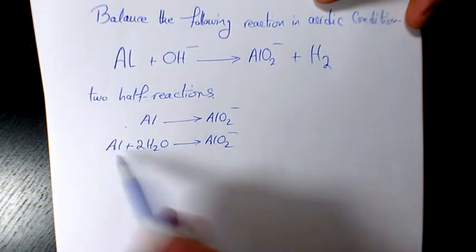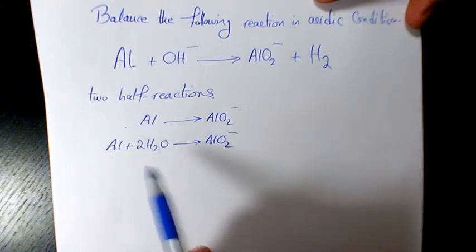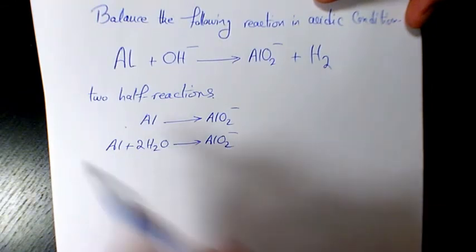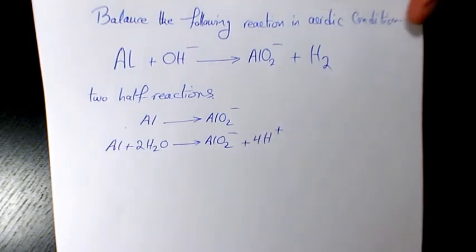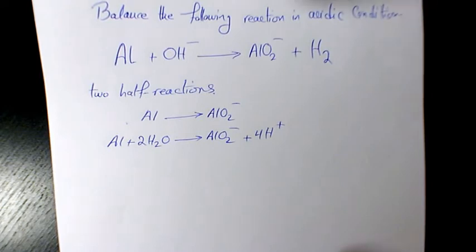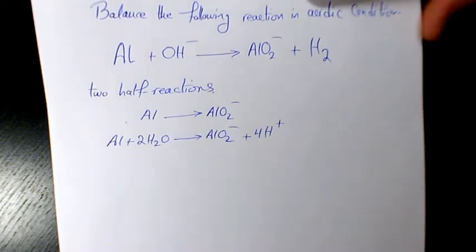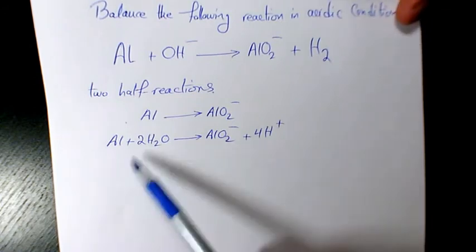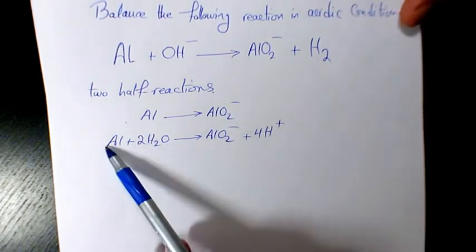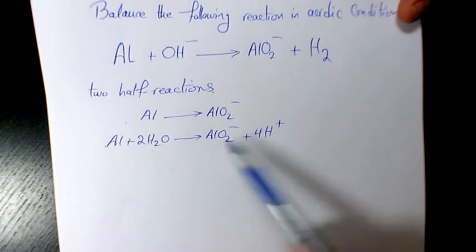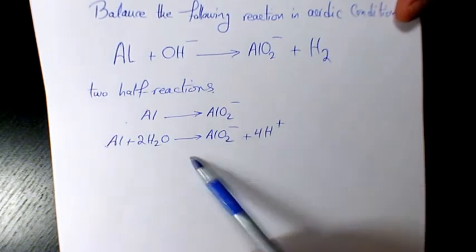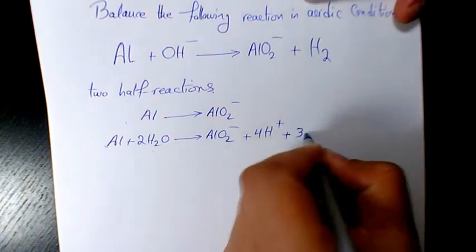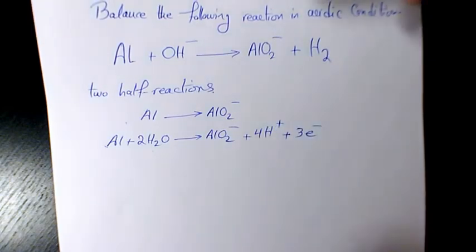So now aluminum and oxygens are balanced. We need to balance the hydrogen as well. 2 times 2, 4. So we need to have 4 protons on the product side as well. So now the atoms are balanced. Aluminum is balanced, oxygen is balanced, hydrogen is also balanced. Let's look at the charges, because we need to balance the charges as well. 0, 0, negative 1, positive 4. So here we have 0, here we have 4 minus 1, which is 3. So we need to add 3 electrons on the product side to make it balanced.